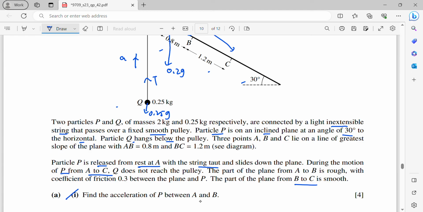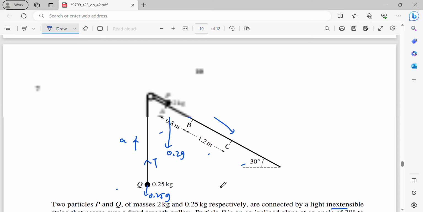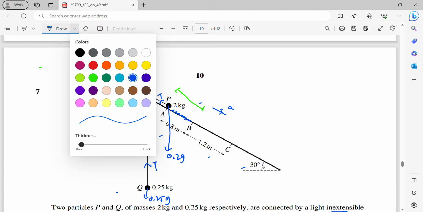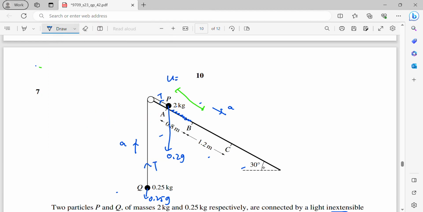Part A, first part, find the acceleration of P between A and B. Okay, so now I will not consider all, but I will just consider A and B, just this part. So initially u equals 0. Alright, so now we expect the particle P moves down. That means the frictional force will be going up. This is our frictional force, Fr.